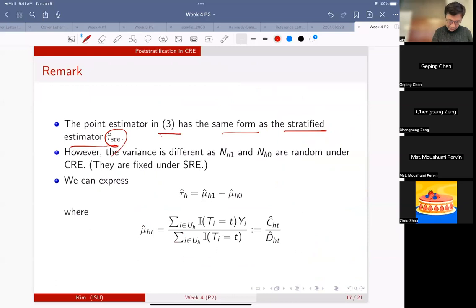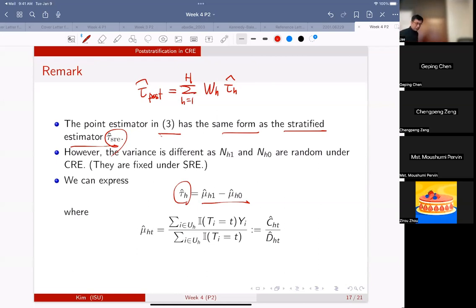So the post-stratified estimator tau hat is a summation of h equal to 1 to H of W_h tau hat_h, and this can be written this way. Here t is the treatment, equal to small t, so it could be 1 or 0. So the randomness comes in. Again, this is a random variable.